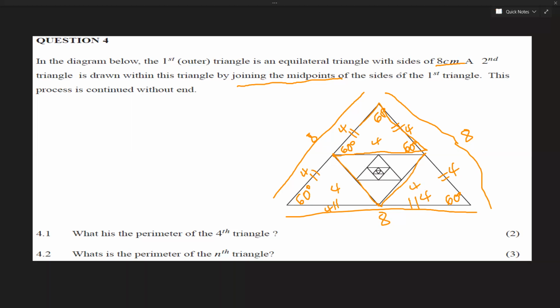And then they say the size of the first triangle, this process is continued without end. So inside here I'm going to have 2, 2, 2. Then I'm going to have 1, 1, 1. Then I'm going to have 0.5, 0.5, and 0.5. Sharp. Now let's read the question.